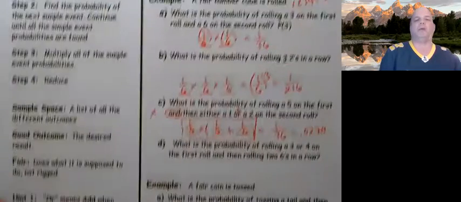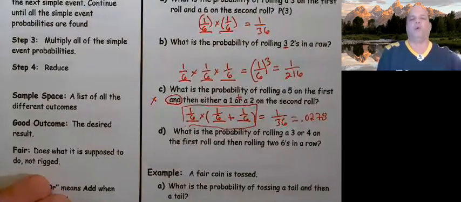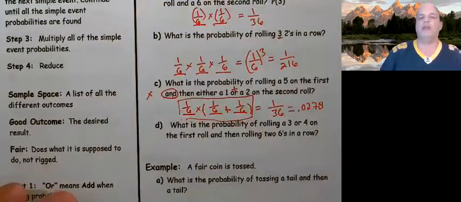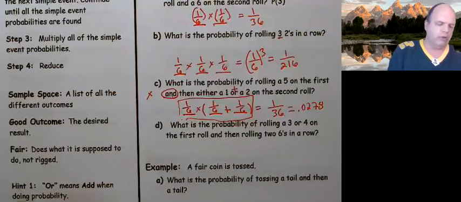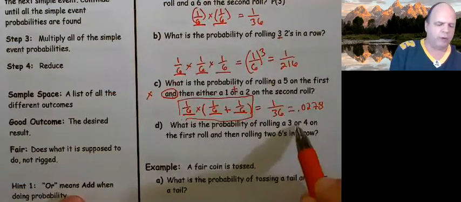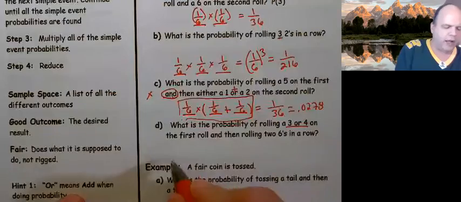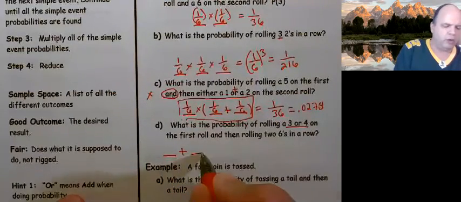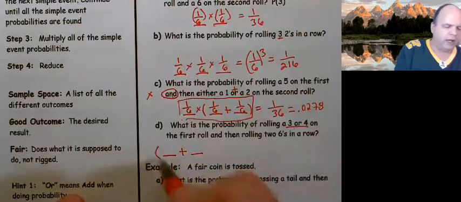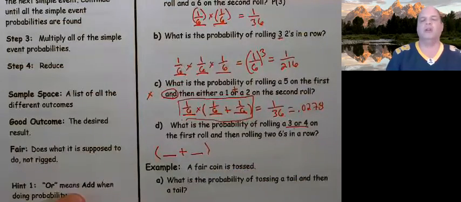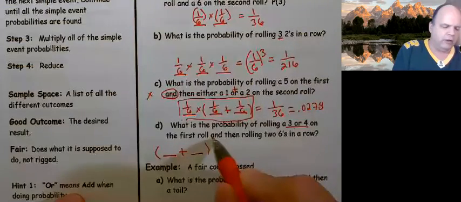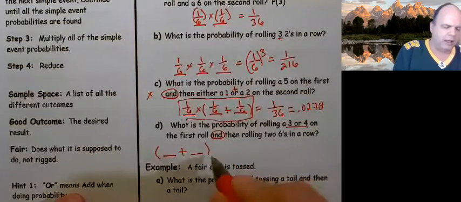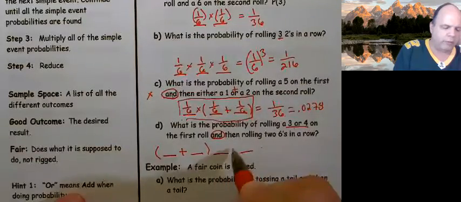All right, so what is the probability of rolling a 3 or 4 on the first roll and then rolling 2 6s? So we have a 3 or 4. This tells me right there I'm going to have an addition sign between the two blanks for the 3 or the 4. And like I said, anytime you have the addition, please put parentheses around it. Then we have an and, which tells me I'm multiplying, and then rolling 2 6s. So I've got to roll 2 6s, and these are going to have a multiplication.